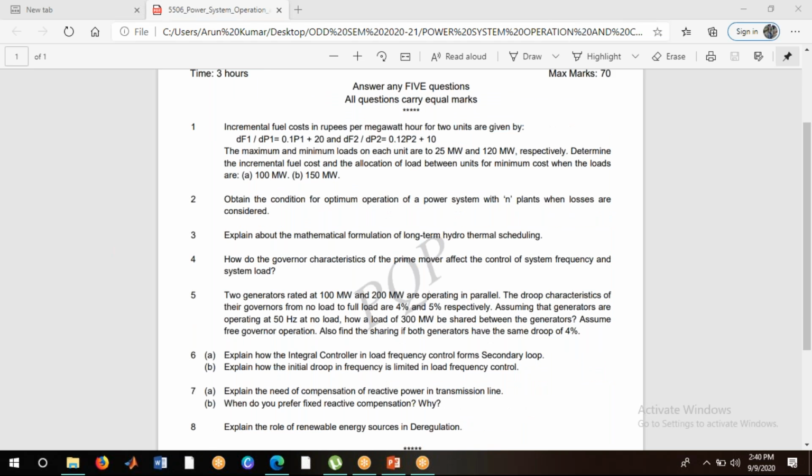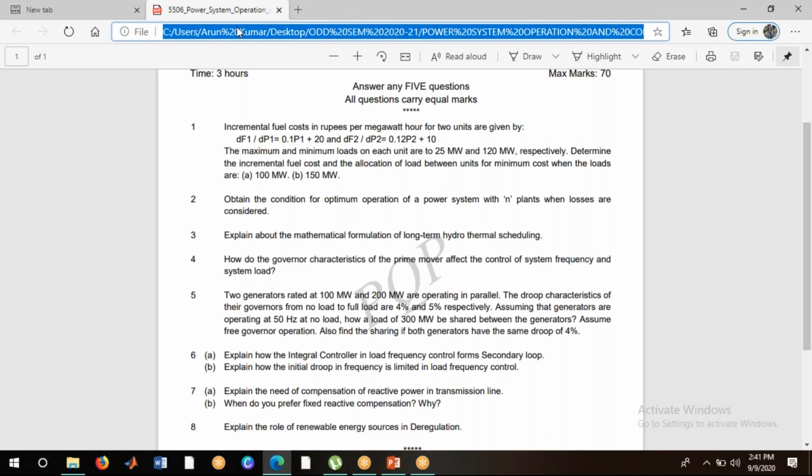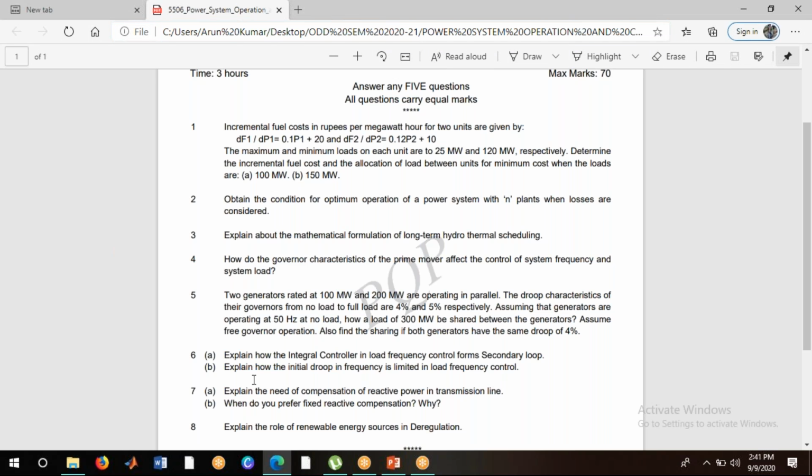See here, so most probably you may get derivations. One is from hydrothermal scheduling, another one is like speed governing system. Okay now. So based on the second unit, I'm going to conduct the exam tomorrow. Okay now. So tomorrow we have a slip test too. After that we will start the third unit.